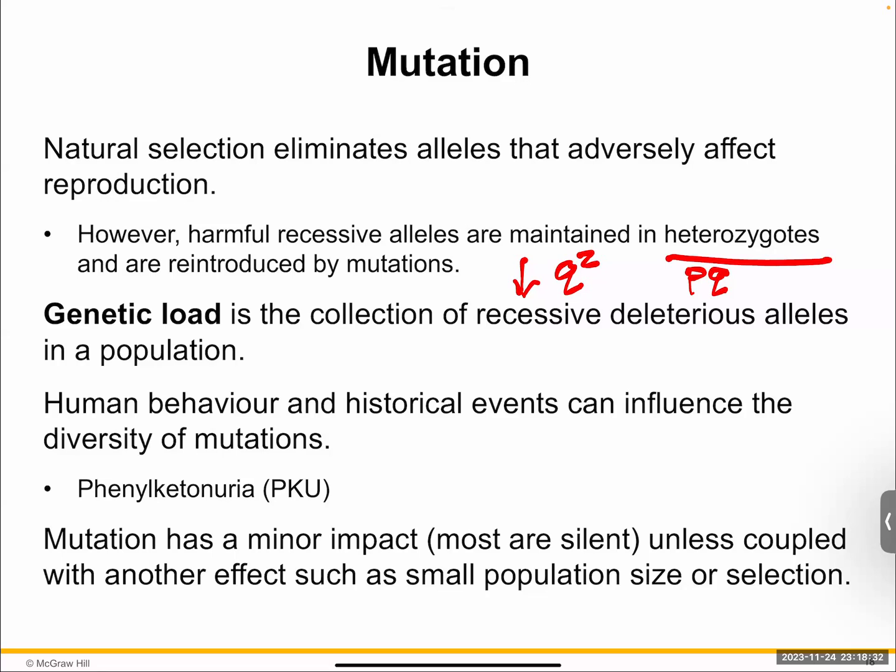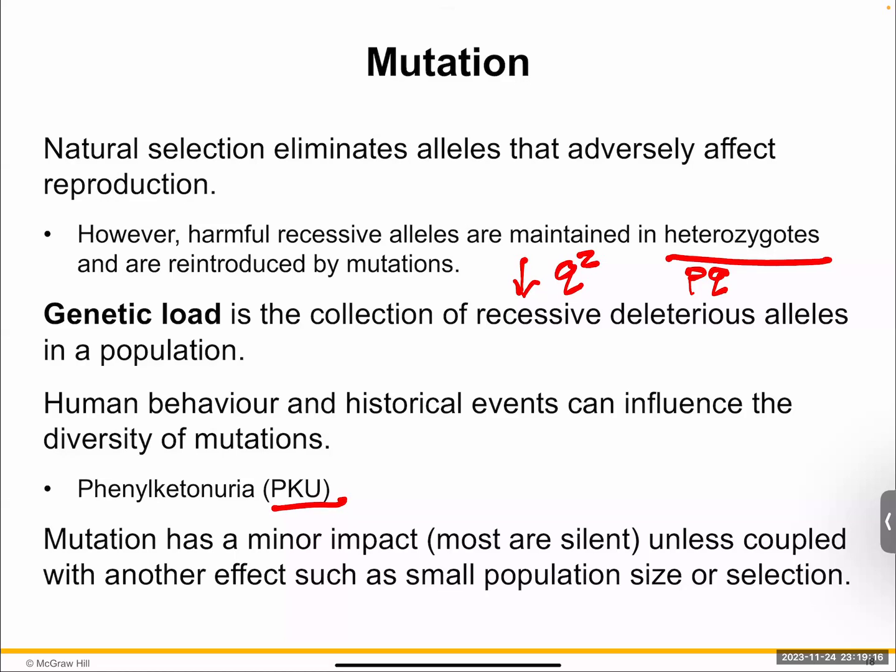Now, genetic load is another term that you want to hear about. It is a collection of recessive deleterious alleles in the population. This concept of genetic load can be influenced by things like human behavior and events that have happened in previous generations. For instance, one medical condition is phenylketonuria, which I mentioned before, PKU, the inability to break down a specific amino acid.